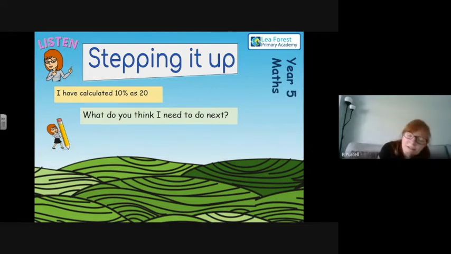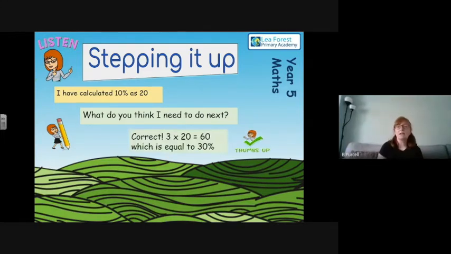You are correct, Summer. Well done to the children who got that right. Correct. 3 times 20, because 3 is 3 lots of 10%. And I need 3 lots of 10% to make 30%. So 3 times 20 is 60. So that is equal to 30%. So I found my 30%. Now I've got to find the 5, and this is a new bit for us.